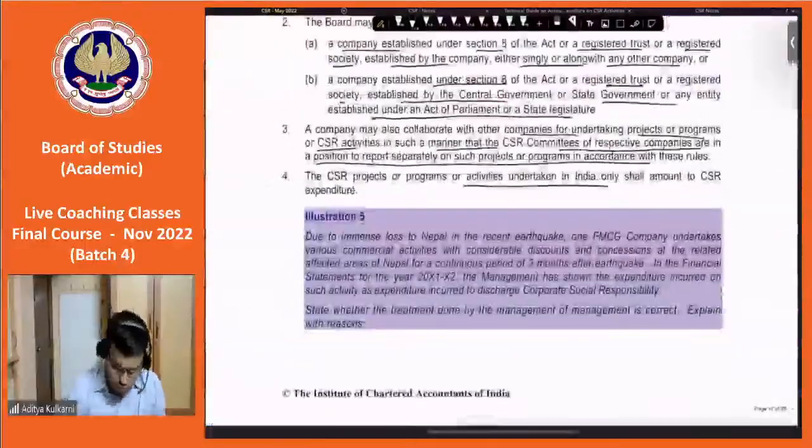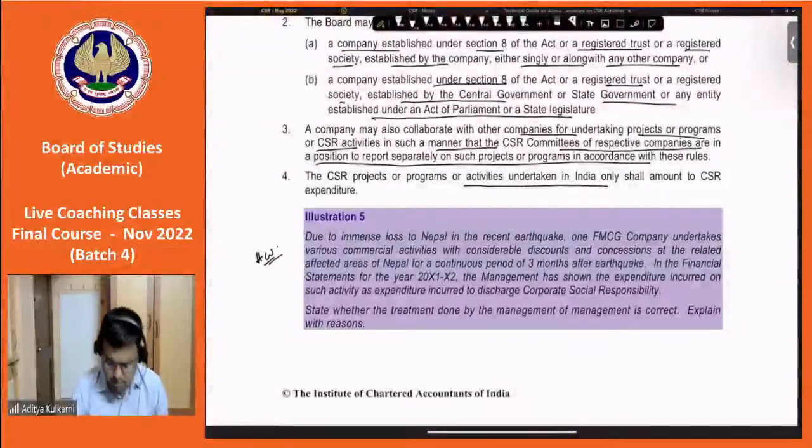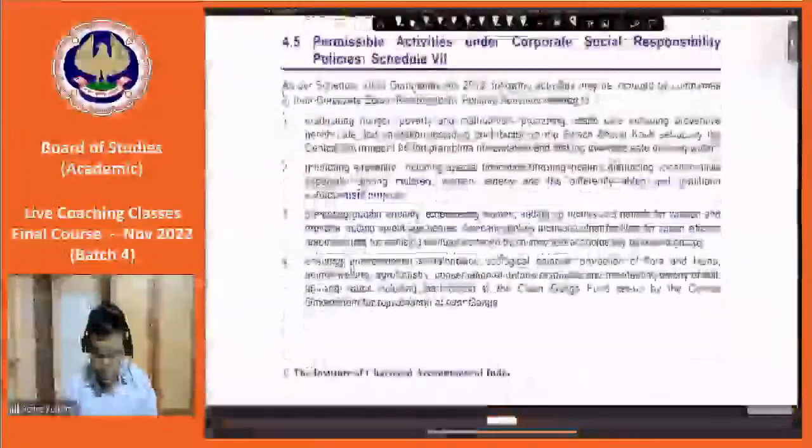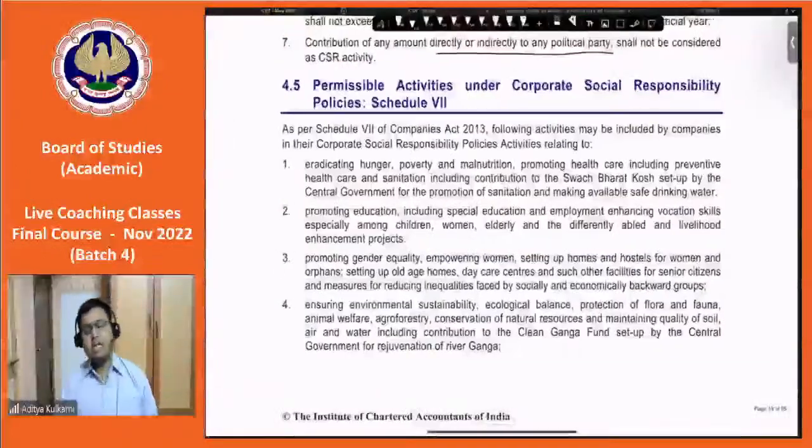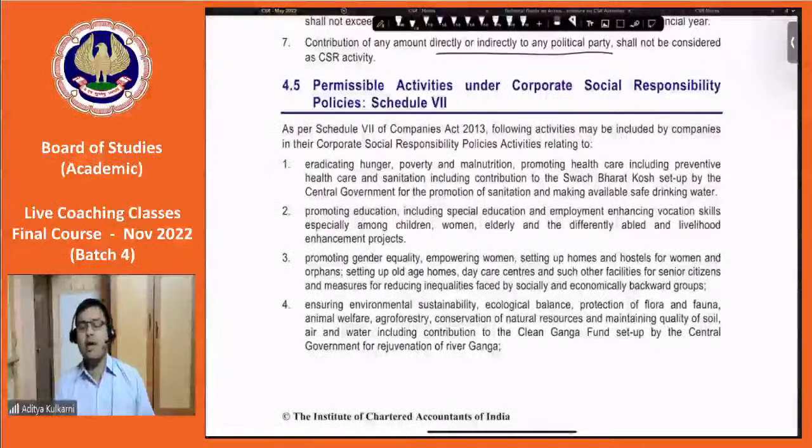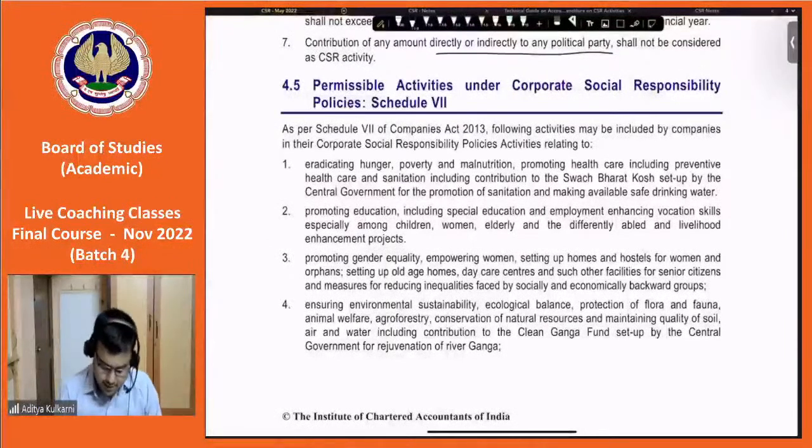Okay. Just go through this question as homework. Nothing special to discuss in that. Okay. Schedule 7 tells you where you can spend, and it is a very beautiful schedule that is there.